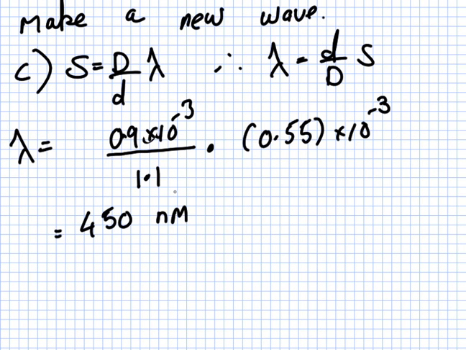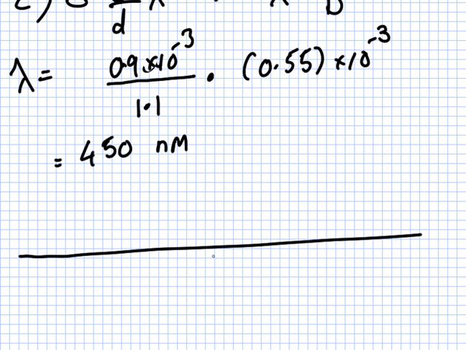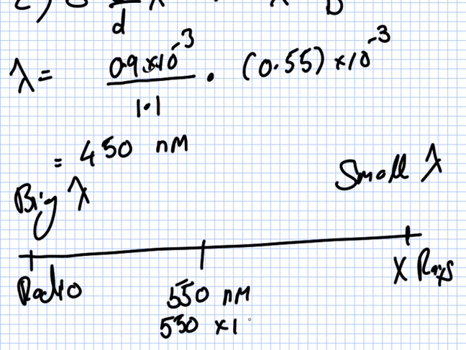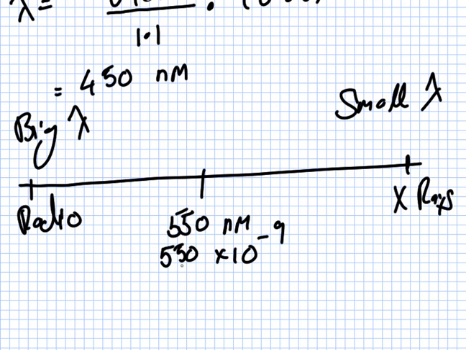And finally, 450 nanometers. What color of light is that? If we remember, visible light is around 550 nanometers. I don't think it would be X-rays, it's not that small. Do you remember here, this is small lambda, big lambda, and then here would be X-rays, and then here is radio. So this one here is 550 times 10 to the minus 9, so around about 10 to the minus 6.